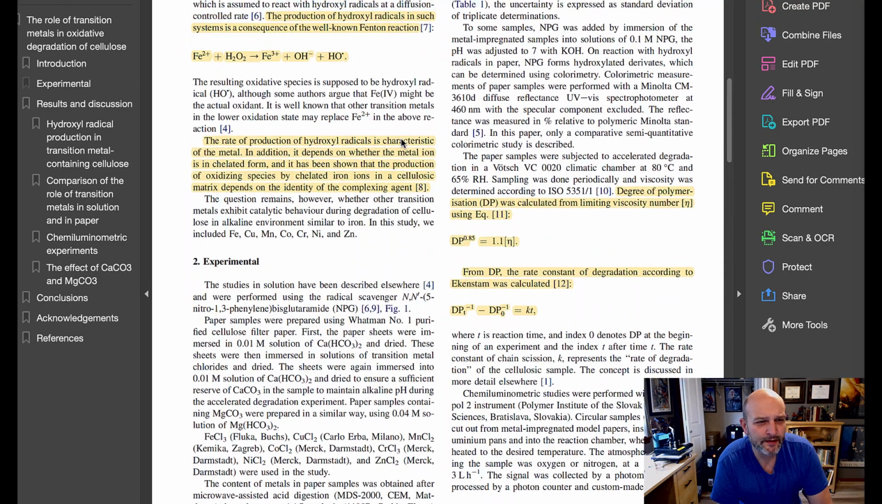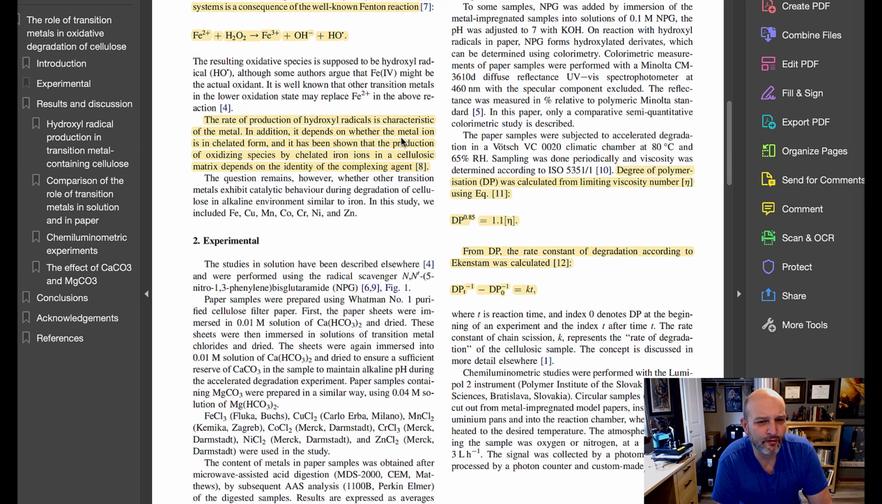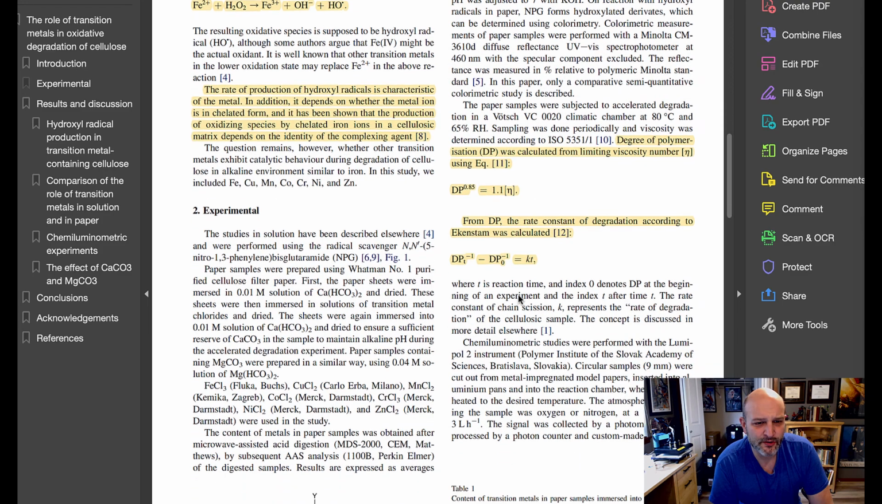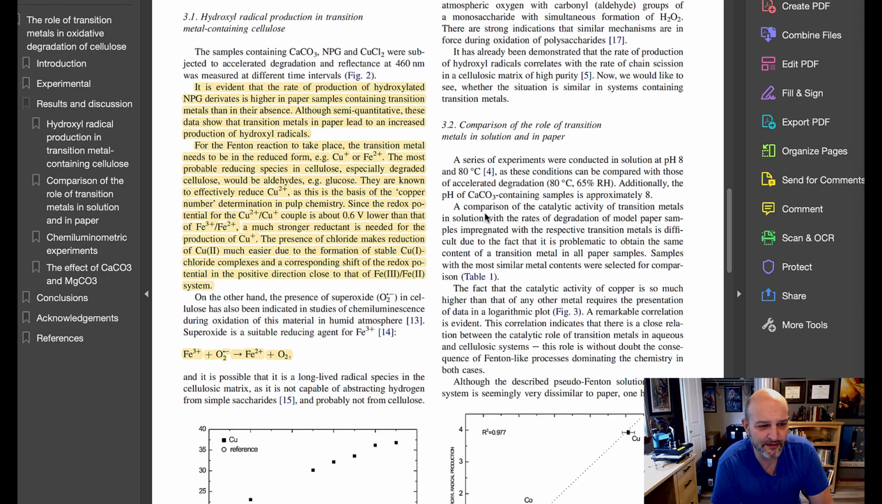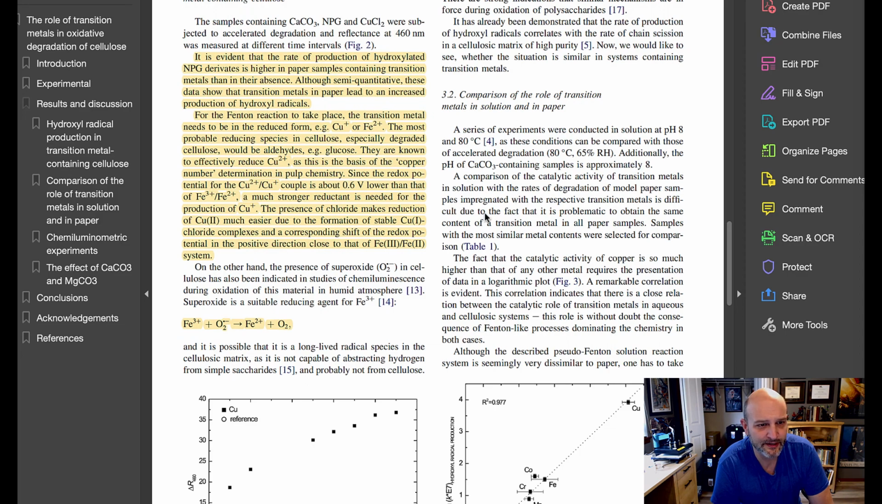So if we look at this paper overall, they measured the degree of polymerization, which is basically how long the chains get. We know that as they get polymerized, they get less flexible, and that's something that they measured over time. They talk about how they did the test at 80 degrees C, 65% relative humidity, and in some of them they added calcium carbonate or magnesium carbonate to help neutralize the acid to control the pH, so they could understand the compounding effects.